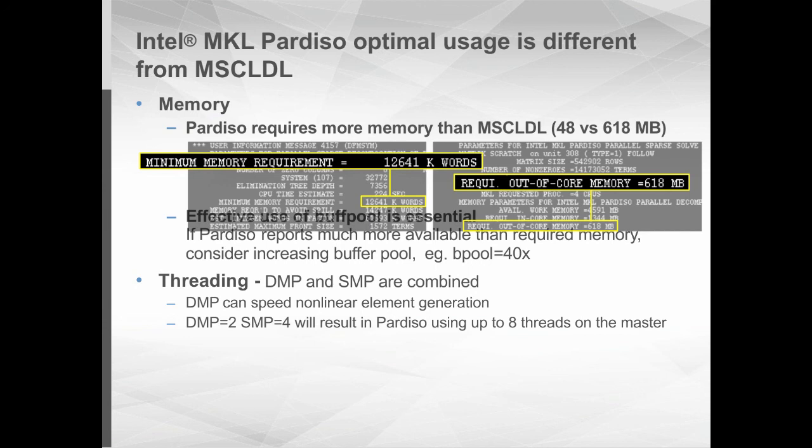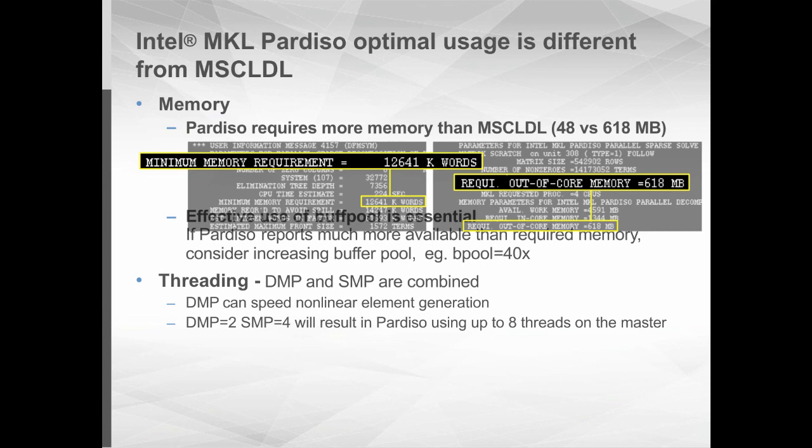You can see for this problem, what we have here is part of the F04 file from an MSC Nastran run using MSC LDL and Pardiso. So for this example, MSC LDL only requires 12,641 K words, or 48 gigabytes of memory, to run the factorization part of this simulation. This is in I4 mode. Pardiso requires 618 megabytes of memory, so it's a significant amount of difference.